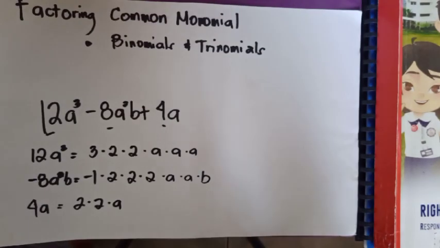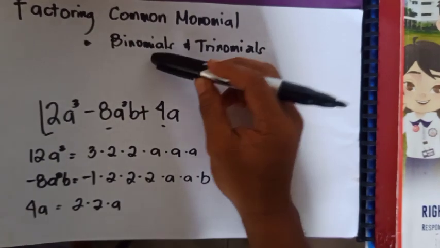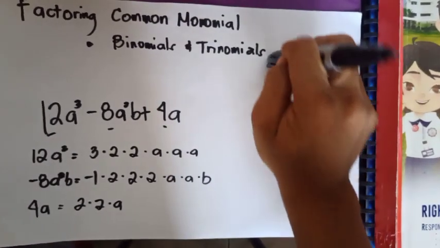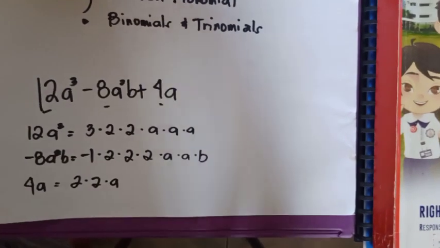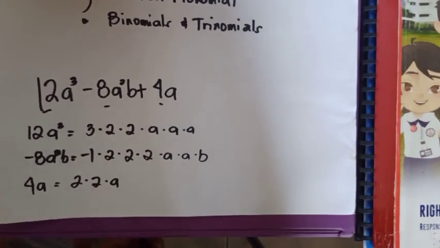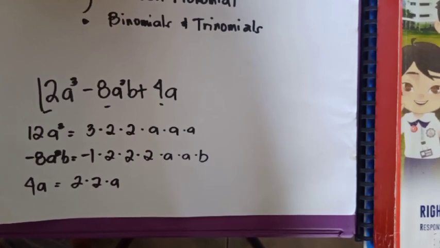Now we're going to talk about factoring common monomials. This is only applicable to binomials and trinomials. For example, we have a trinomial of 12a cubed minus 8a squared b plus 4a.